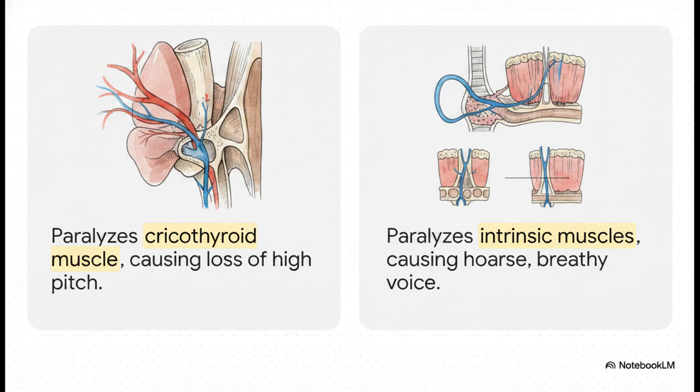On the flip side, the RLN is at risk lower down, particularly during the dissection of the ligament of Berry. A unilateral RLN injury paralyzes all the other intrinsic larynx muscles. The vocal cord basically gets stuck in a paramedian fixed position. The healthy cord tries its best to close the gap, but can't quite meet it, which leaves the patient with a weak, hoarse, and breathy voice.